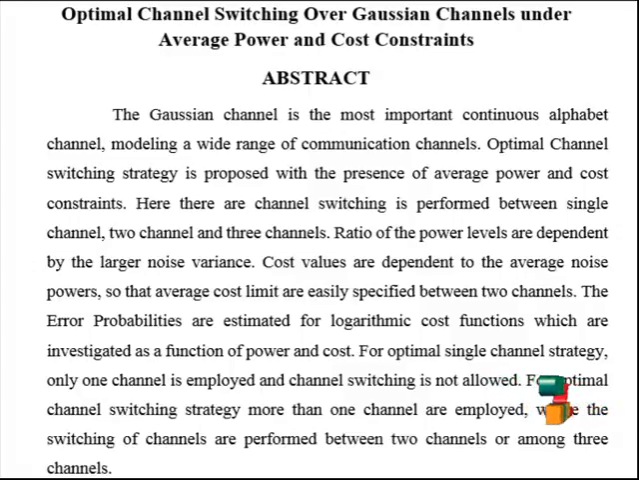In the case of channel switching between two channels, it is proved that the ratio of the optimal power levels and the ratio of the noise variances are related under certain conditions. The optimal power level is upper bounded by the noise variance of the smaller one. Under the same conditions, the error probability's convexity properties have been estimated based on the power and cost function. At last, the optimal channel switching strategy is obtained with at most two channels.